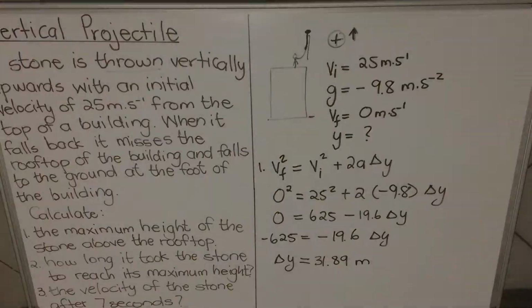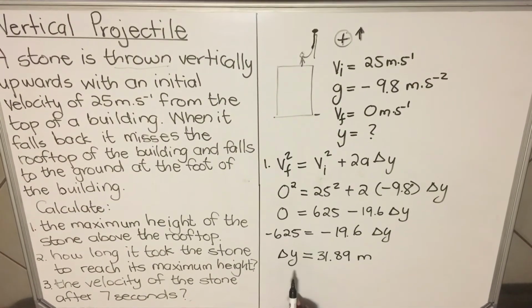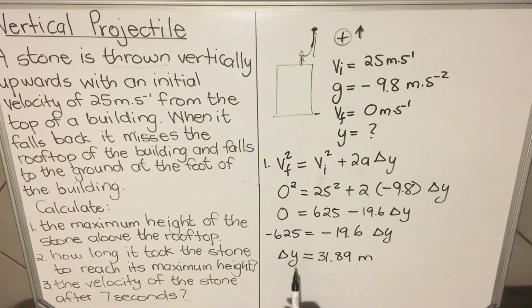So this is how we do the first one. Displacement is a vector. It's distance that's a scalar. This is a vector, so it means it has direction.